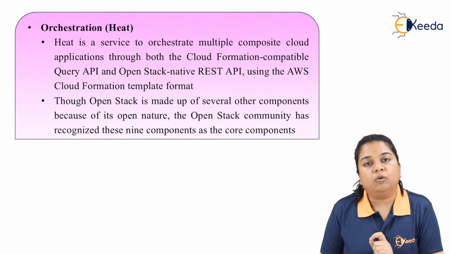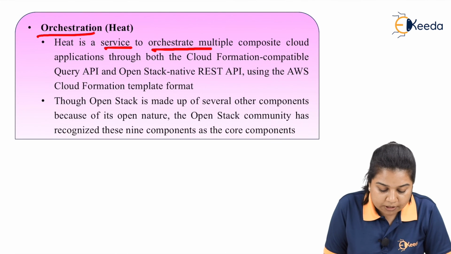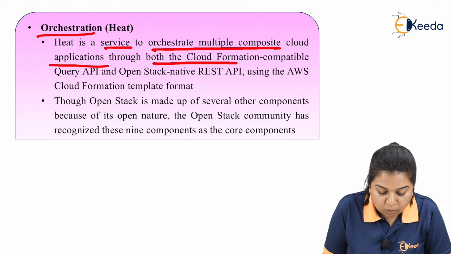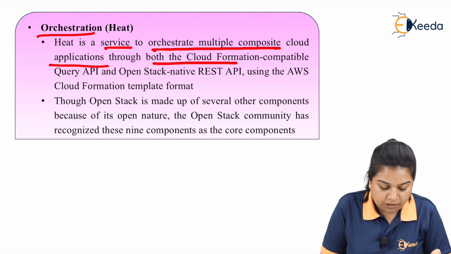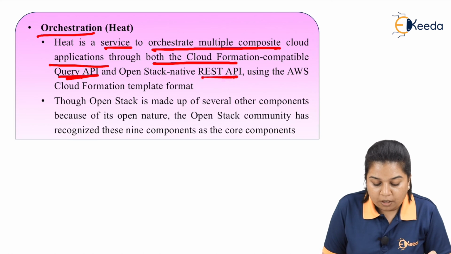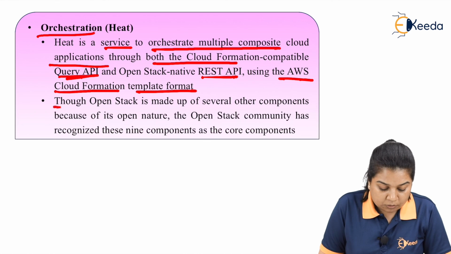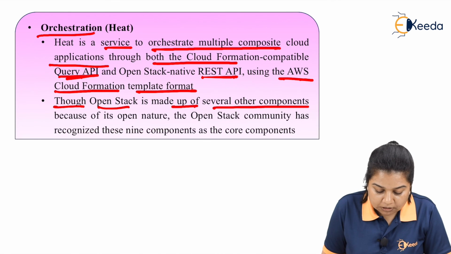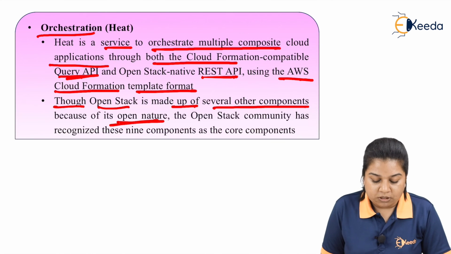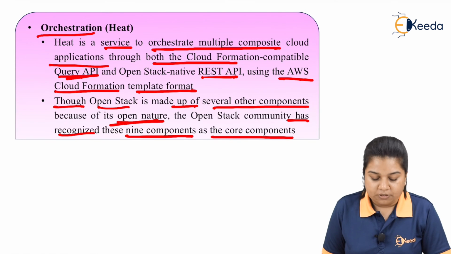Then comes another component, that is Heat, orchestration. Heat is a service to orchestrate multiple composite cloud applications through both the CloudFormation compatible Query API and the OpenStack native REST API, using the AWS CloudFormation template format. Though OpenStack is made up of several other components because of its open nature, the OpenStack community has recognized these 9 components as the core components.